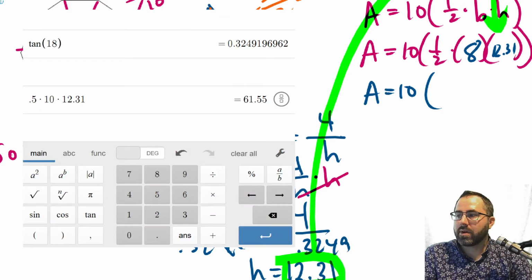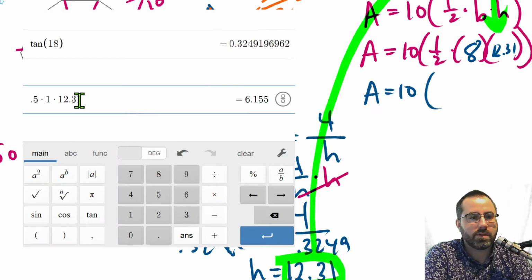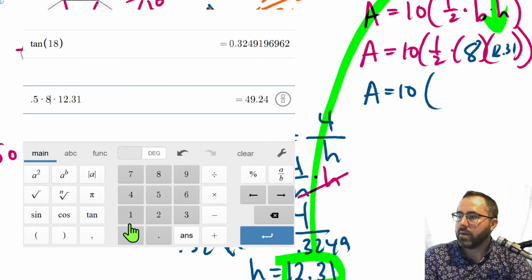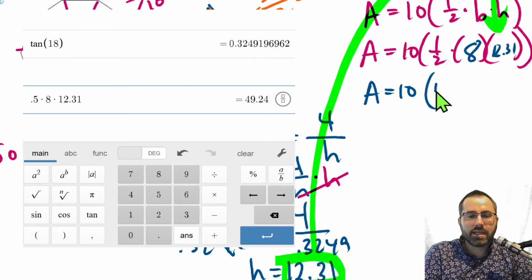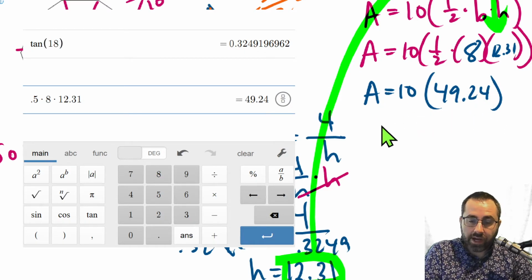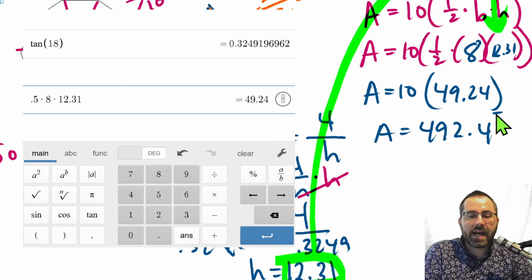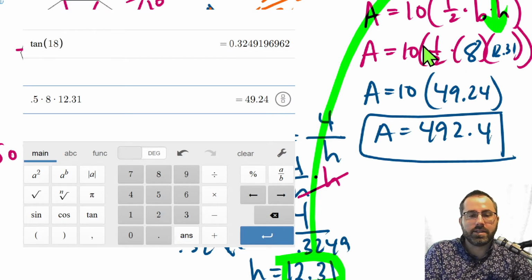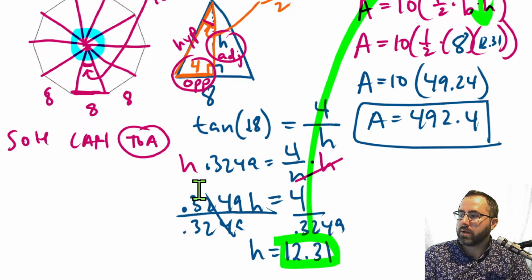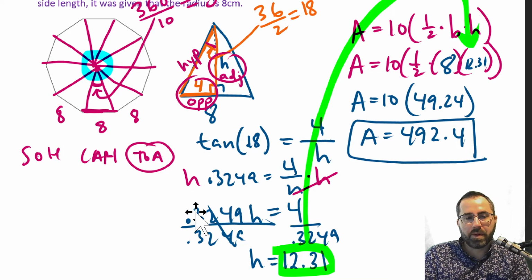And now let's go back to our calculator and put in 8. All right, so what that means is that the area of each triangle is 49.24. And then there's 10 triangles, so 10 times 49.24 is 492.4. And that's the area of this polygon. It's 10 triangles. The base was 8. The height was 12.31. And we found that height using trigonometry. So I hope this is helpful and clear for you, and I hope you're ready tomorrow.